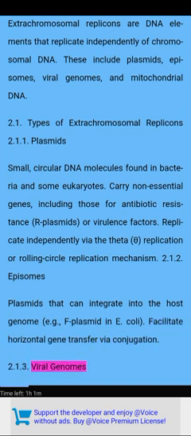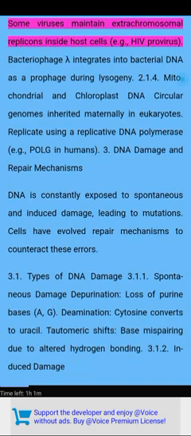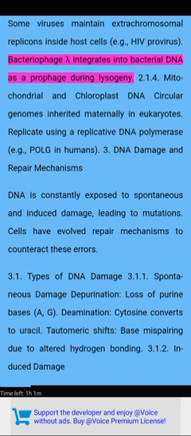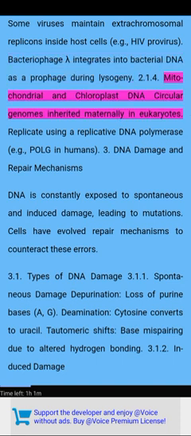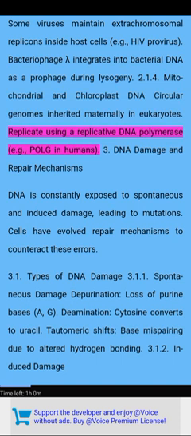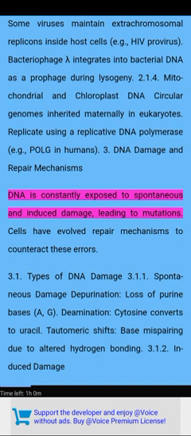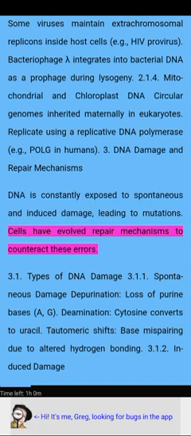2.1.3. Viral genomes. Some viruses maintain extrachromosomal replicons inside host cells, e.g., HIV provirus. Bacteriophage lambda integrates into bacterial DNA as a prophage during lysogeny. 2.1.4. Mitochondrial and chloroplast DNA: circular genomes inherited maternally in eukaryotes. Replicate using a replicative DNA polymerase, e.g., POLG in humans. 3. DNA damage and repair mechanisms. DNA is constantly exposed to spontaneous and induced damage, leading to mutations. Cells have evolved repair mechanisms to counteract these errors.